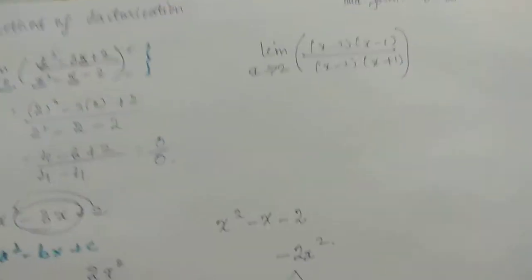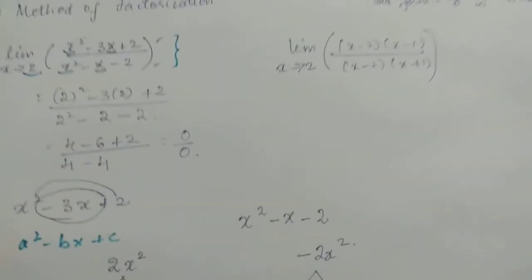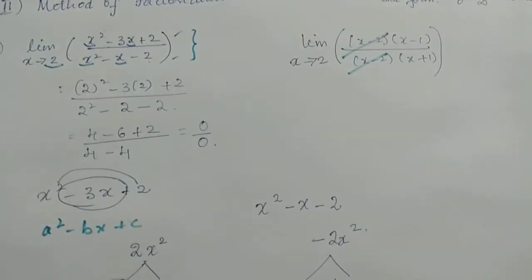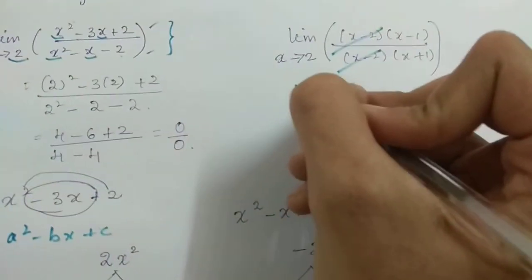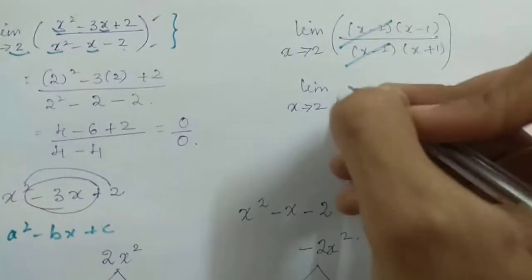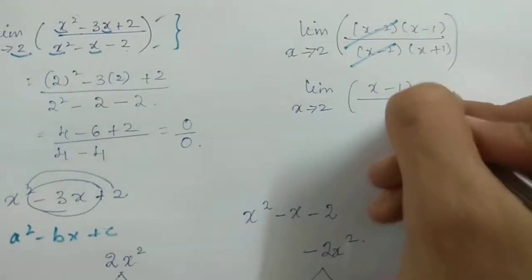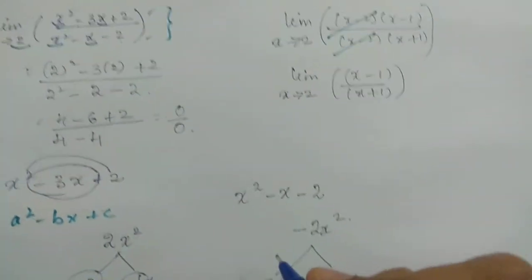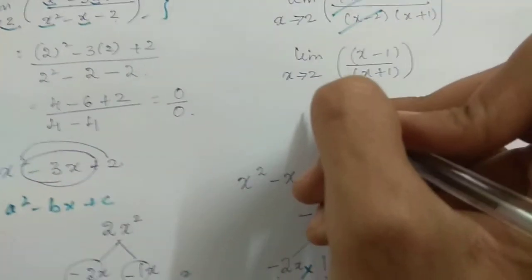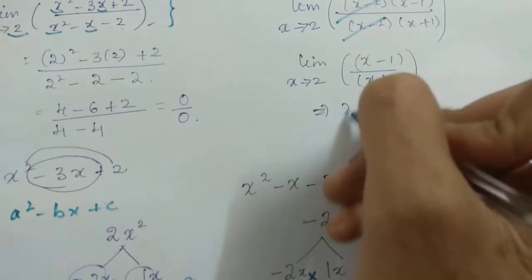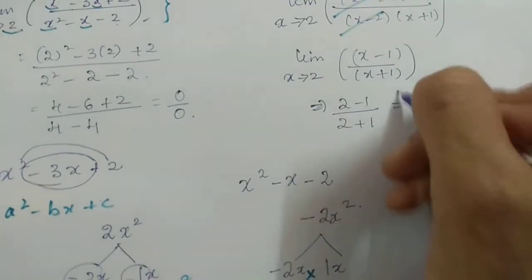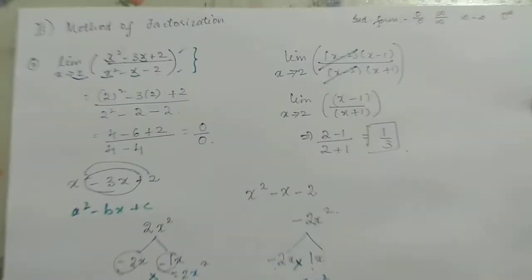After factorizing, you have to write it in this form. Now, x minus 2 and x minus 2 can get cancelled. So this becomes limit x tending to 2, x minus 1 divided by x plus 1. Now you can use direct substitution method. So wherever you have x, you put 2. Your answer becomes 1 divided by 3.